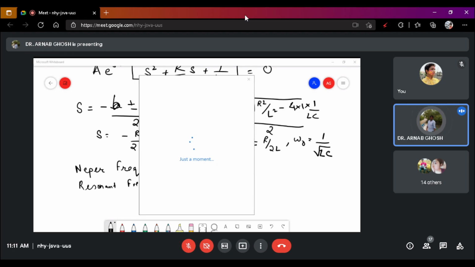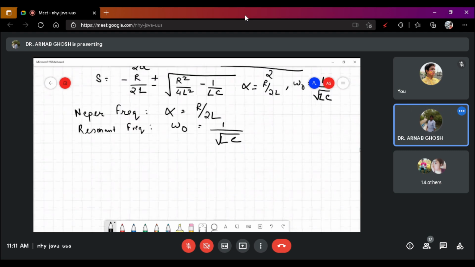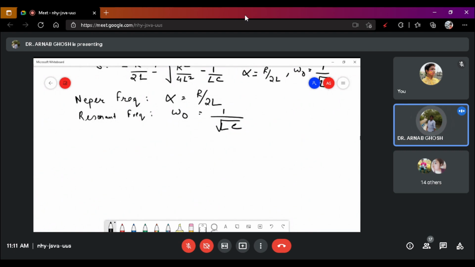Rest, I think this is as easy as the previous thing. Just do everything in reverse. So let's write down the characteristic equation.